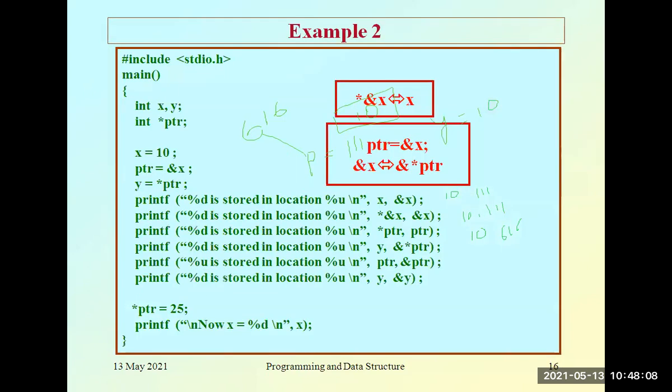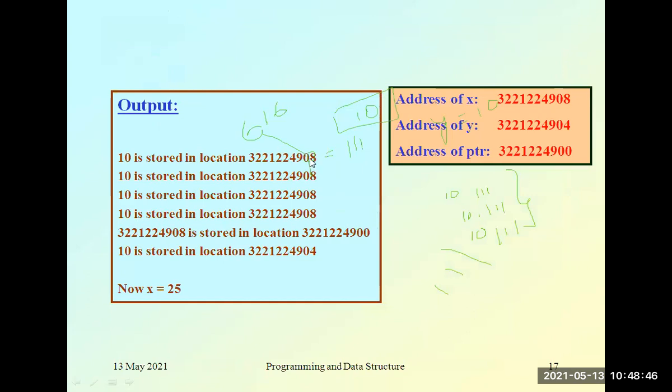ptr address is 111. What is the ptr here? ptr contains 111, so here we will get the value 111. Okay, these three are over. Next, see what you will get for these three outputs. y contains 10. Star ptr means the value, here y means 10. Star ptr, same value.